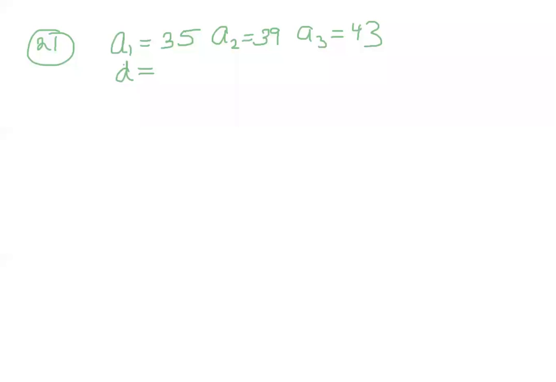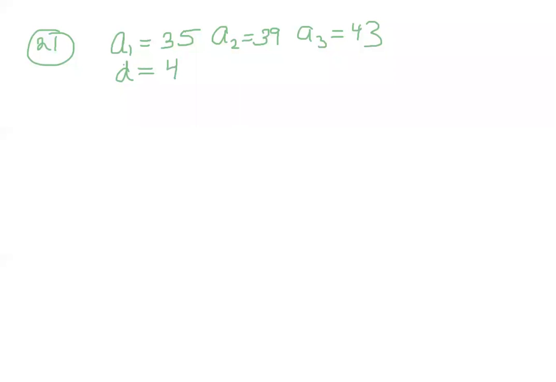Okay, number 21. A theater has 35 seats in the first row, 39 seats in the second, 43 seats in the third, etc. Write both an explicit and recursive formula to find the number of seats in the nth row. So what do we know? A1 is 35. There's 35 seats in the first row. And we know a couple things. We know A2 equals 39 and A3 equals 43. So we can just look at this to find that D equals 4.